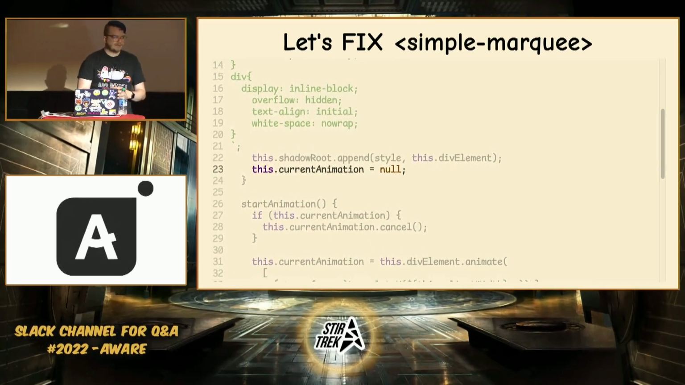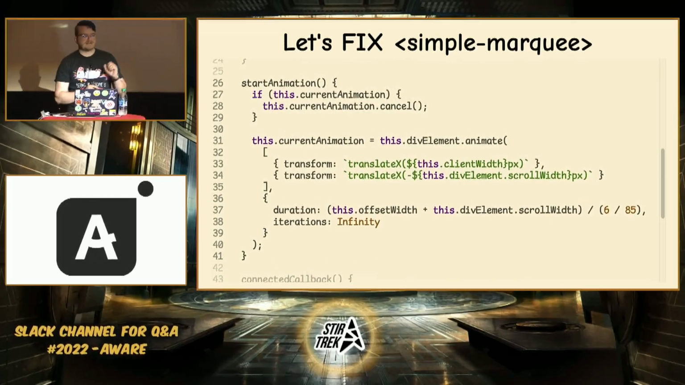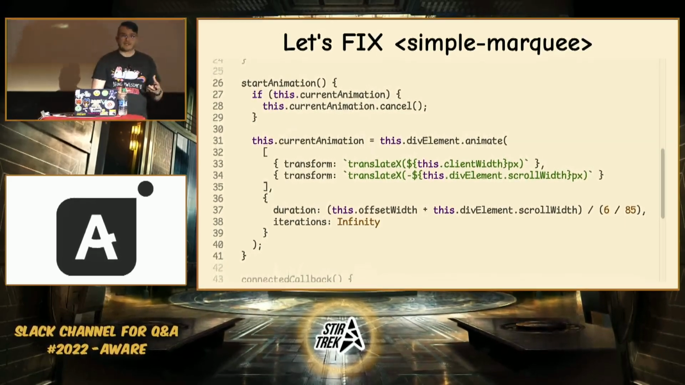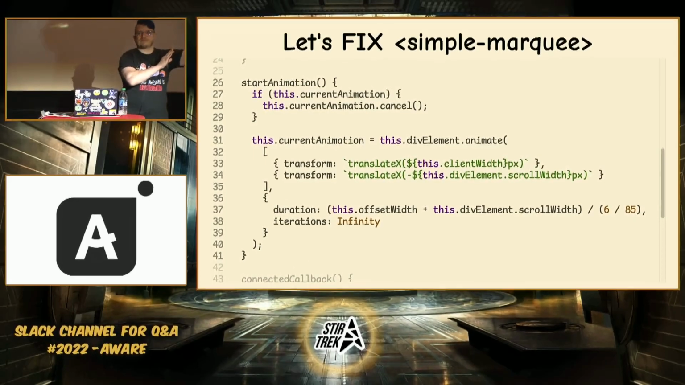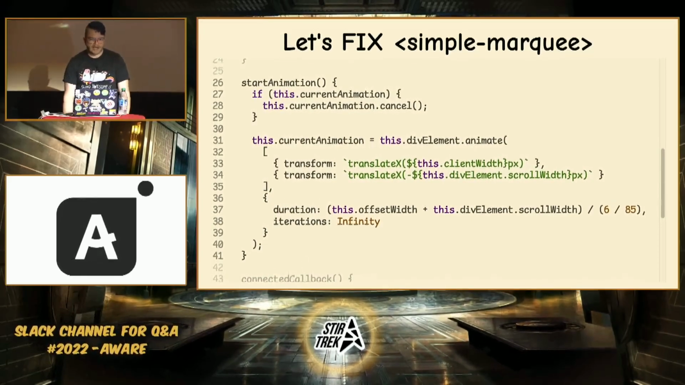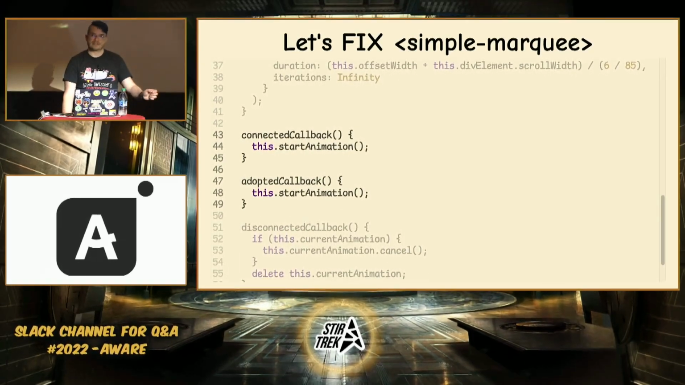Then I'm going to make a function called start animation. With start animation, we're going to check to see if we have a current animation, and if we do, cancel it, because we don't need that anymore. Then we're going to make a new animation, and it is going to take the client width, and move everything off to the scroll width of the div. Then we have our magic equation, and we're going to do this forever, or until it gets canceled.